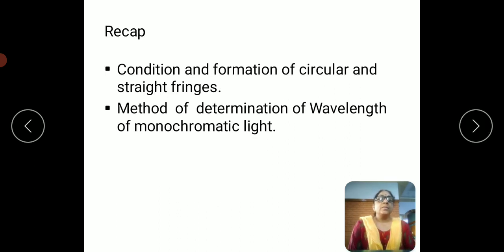So here we have studied the condition and the formation of circular and straight fringes, and the method of determination of wavelength of monochromatic light using Michelson's interferometer.